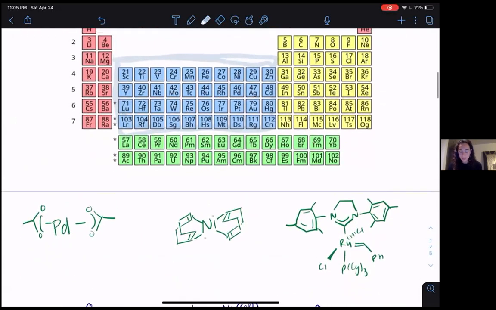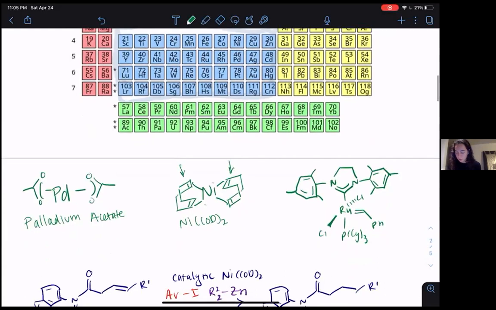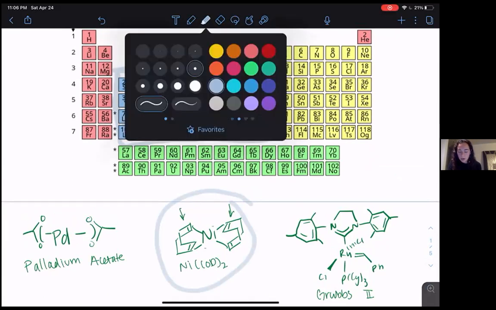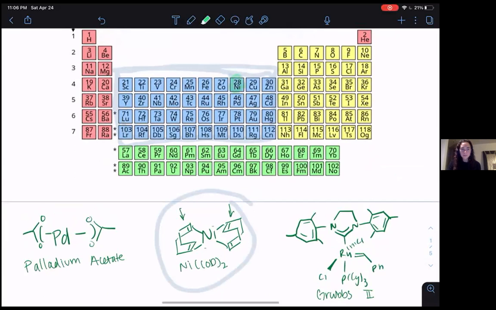Some catalysts that my lab uses are seen here. The first one on the left is palladium acetate. The middle one is nickel cod, where cod stands for cyclooctadiene, which are these here. And on the right, we have a ruthenium catalyst, which is called a Grubbs second generation catalyst. The only one we need to focus on right now is the one in the middle, the nickel cod catalyst. And just for your reference, nickel is this one right here that I'm highlighting in green.